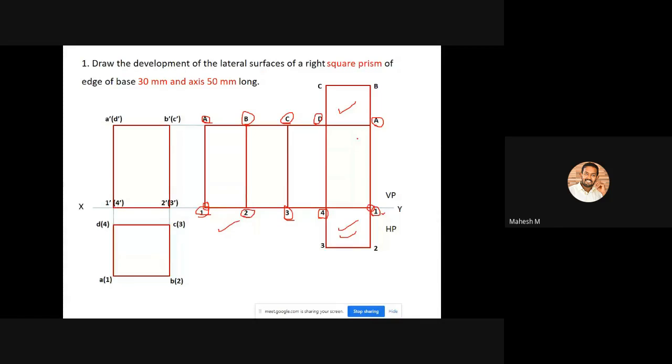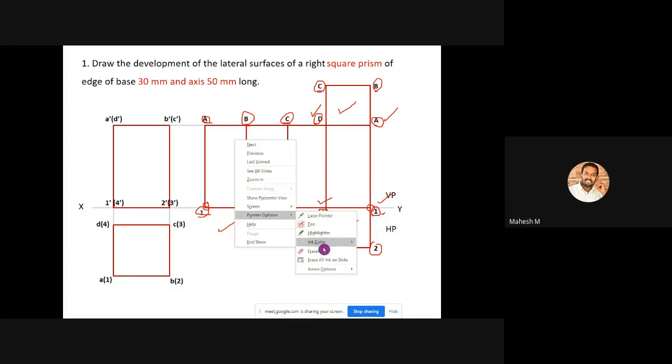Okay, and the bottom surface will be marked with a notation called 1, 2, 3, 4, and the top surface should be marked with A, B, C, D, like that. So you have already marked point number 1 and also point number 4. So this one should be 2 and this one should be 3. Similar to that, you have already marked point number A and point number D. So this one should be B and this one should be C. Okay, so that's all about the development of surface.